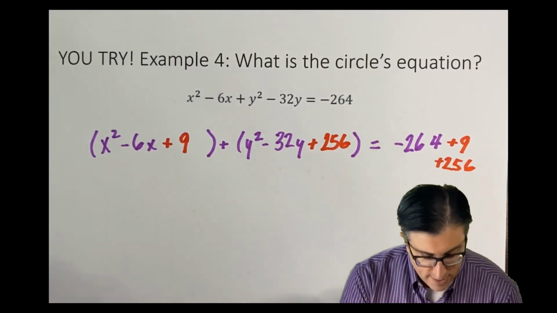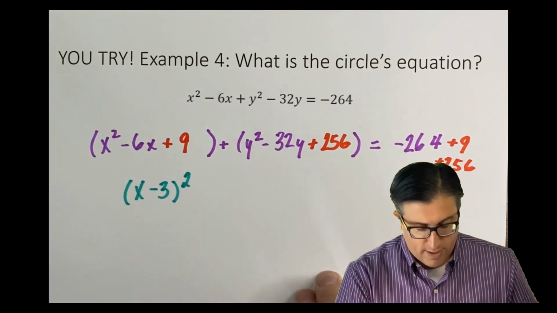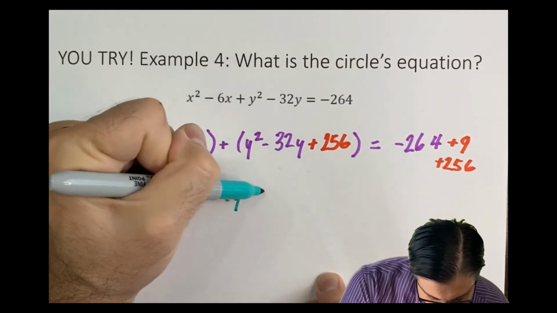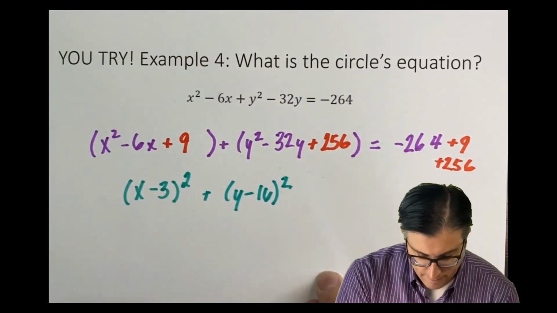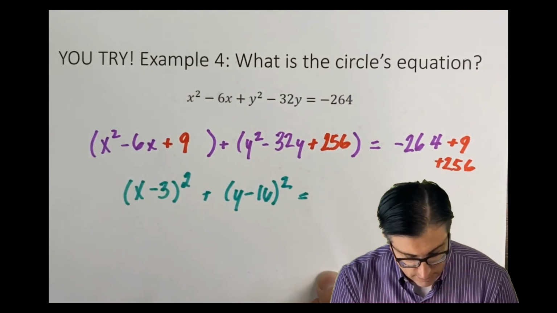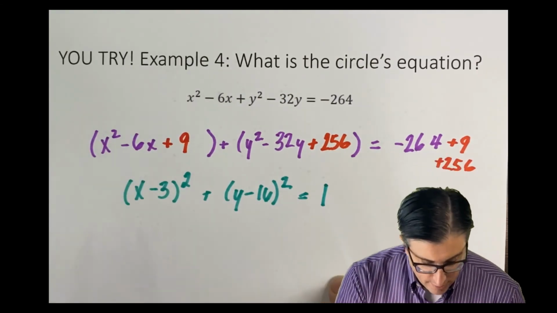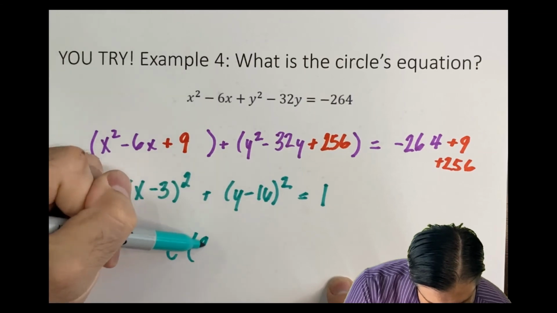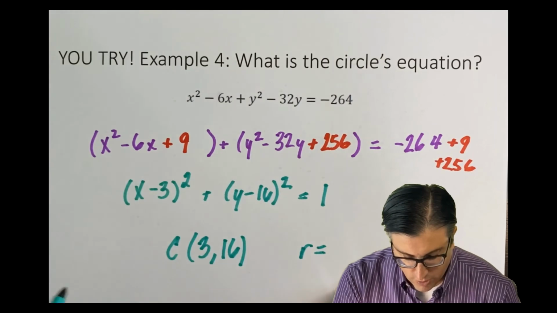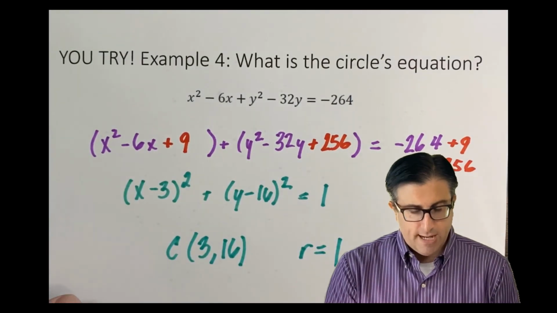This broken down is x minus 3 times another x minus 3, so it's (x minus 3) squared. This one was (y minus 16) squared. And this math on the other side, negative 264 plus 9 plus 256, comes out to be 1. Well, there's the equation for the circle. Let's write the center. That would be 3 comma 16. And the radius would be the square root of 1, which is also 1. There's the answer to example 4.